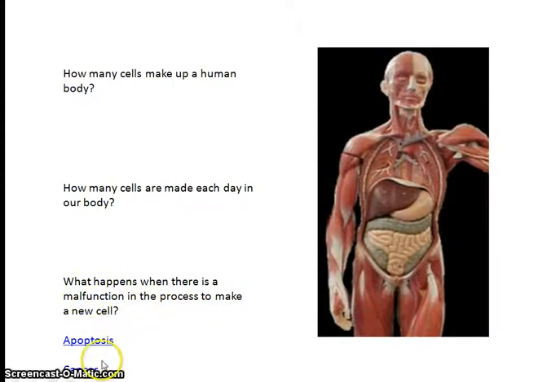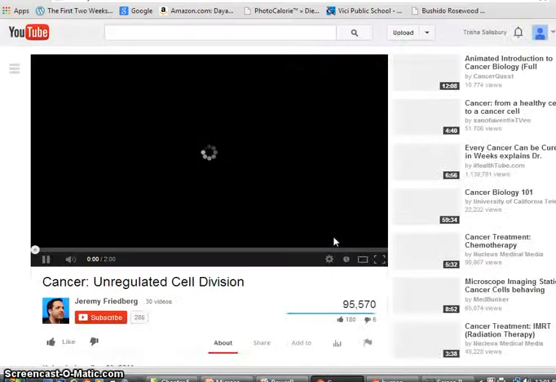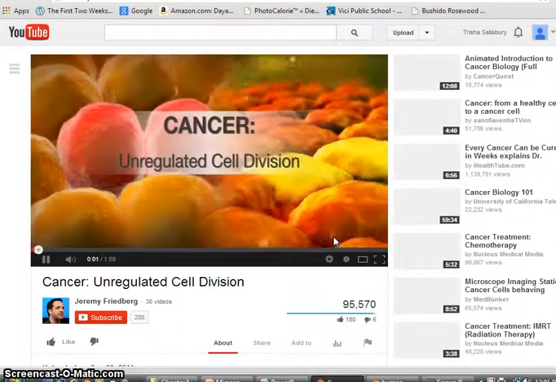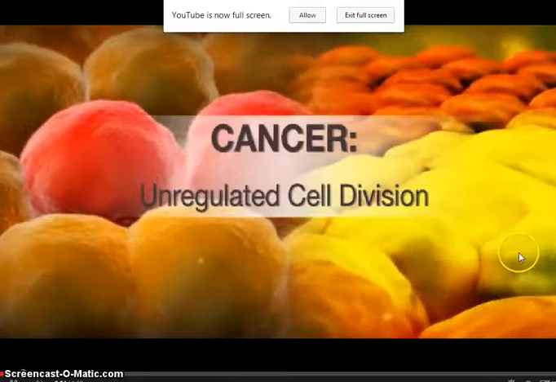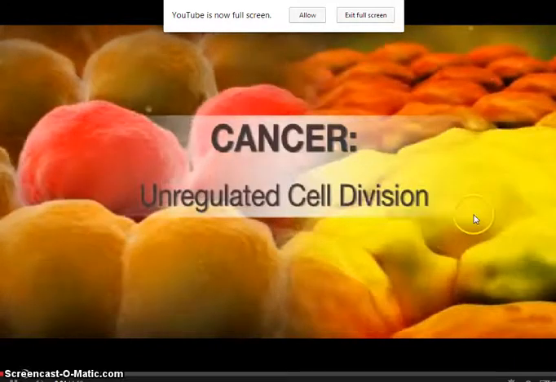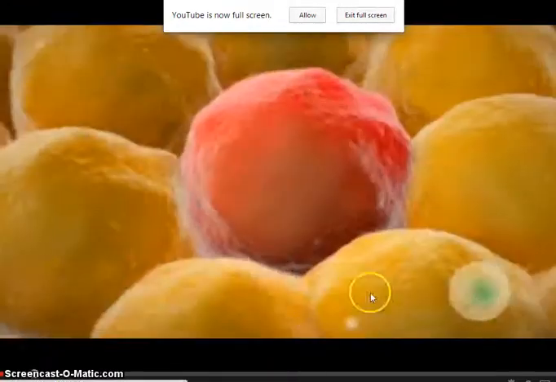Another thing that happens is cancer, and cancer is just uncontrolled division of the cells. I'm going to go ahead and show you this cancer one just because it shows a perfect example of what's going on, and it's only like 2 minutes. There's no sound to it. It's just going to show you. This is what cancer looks like.